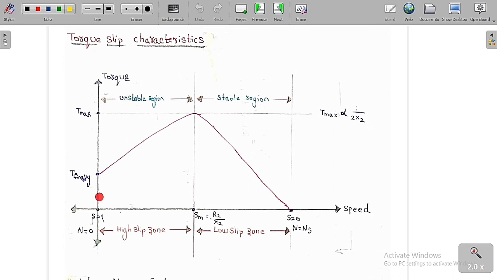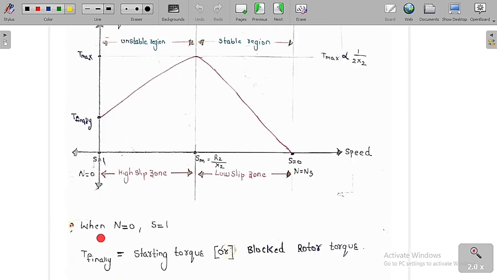This is called the initial torque or the starting torque, because it is the standstill condition. This is the starting torque produced by the induction motor, and this is the maximum torque produced by the induction motor. Whenever the rotor speed is equal to 0, the slip is equal to 1. It is called the standstill condition or the starting condition. So T start is called the starting torque or the blocked rotor torque.